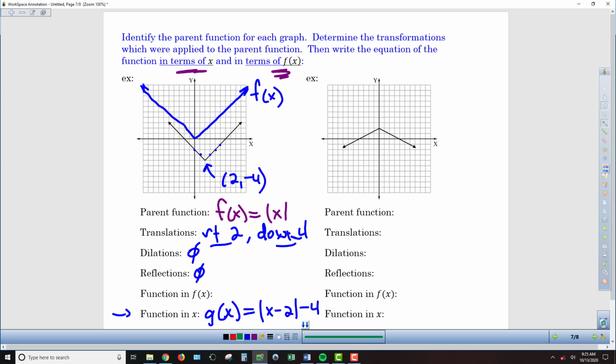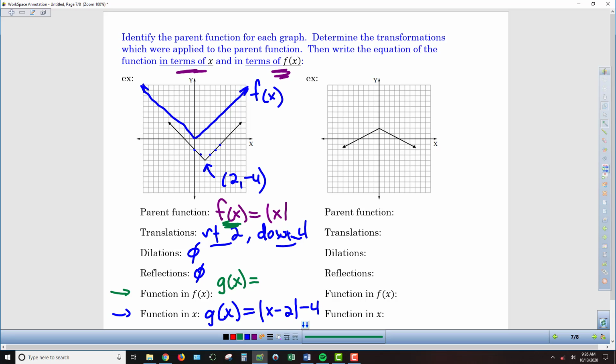Now for writing the function in terms of f of x. So this is where we're going to write the function g of x, not with the absolute value in there, but instead we're going to write it with f of x in place of the absolute value of x. So that means that our function could have been anything. It could have been absolute value of x as we see here, but this could have been an x squared graph, it could have been an x cubed graph, it could have been anything else.